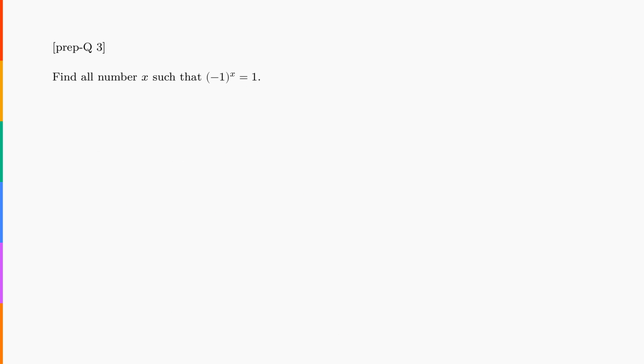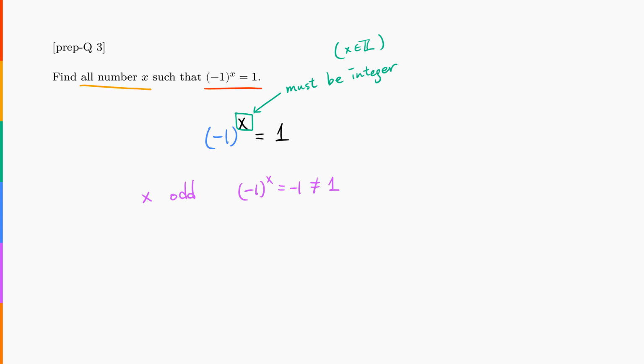Now let's turn to our prep question 3. All x satisfying the equation. This time the base is fixed to be minus 1, which is a negative number. So again, the left-hand side is only defined when x, the exponent, is an integer. But if x is odd, then minus 1 to the power of x will be minus 1. It is not equal to 1.